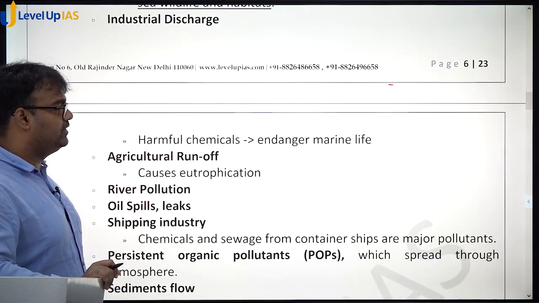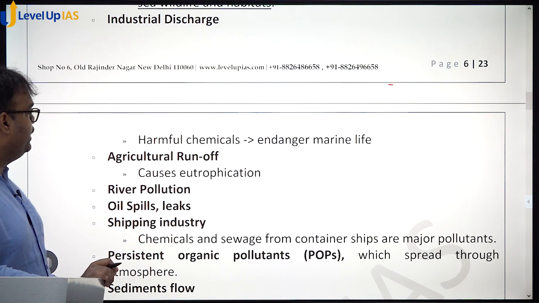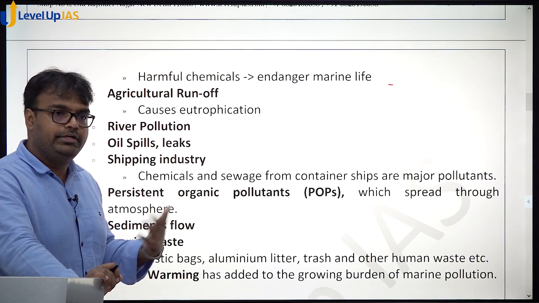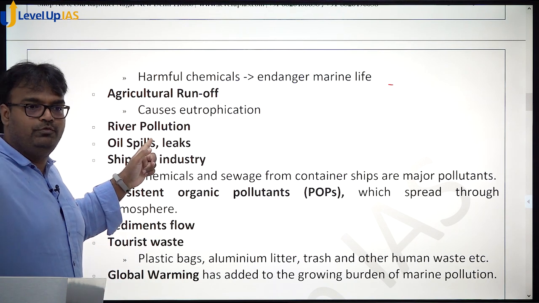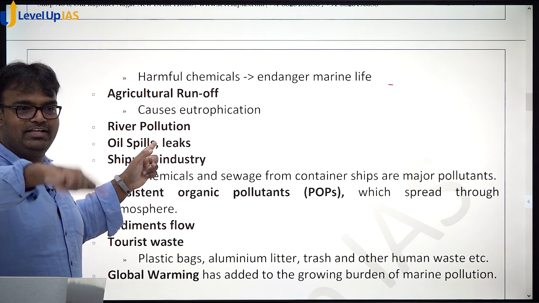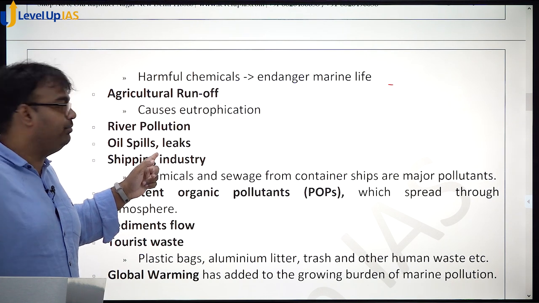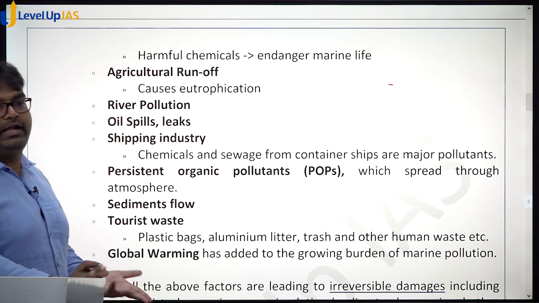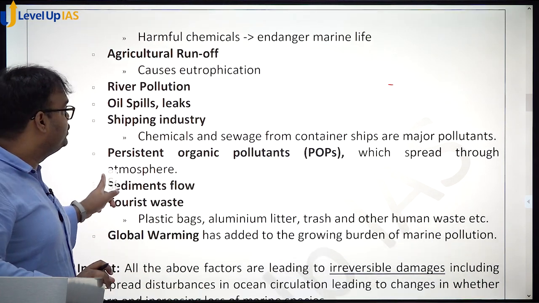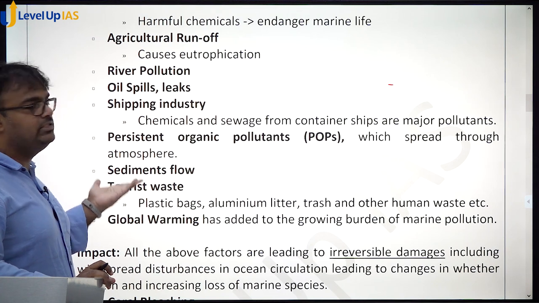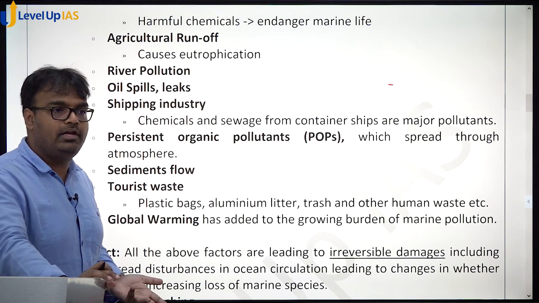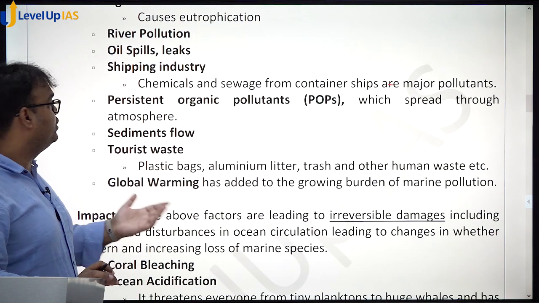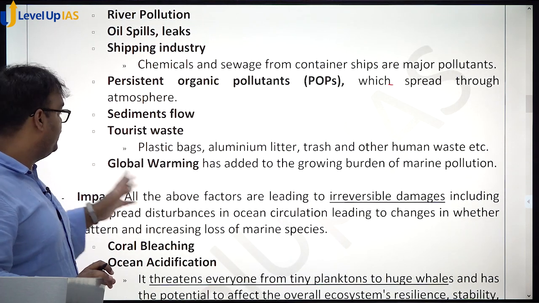Then industrial discharge, industrial waste, which is getting into the marine ecosystem. Agricultural runoff. We have talked about how fertilizers and all get washed off. River pollution. Rivers eventually join what? Ocean. So if the river has more ammonia, the ocean will have more ammonia. If the river has more pollution, the ocean will too. Oil spills and leaks. Oil accidents that take place, tankers are generally in the ocean, and marine pollution takes place. Shipping industry. The shipping industry has chemicals. It would have its own sewage when people are living there, and all of it gets disposed of in the water. Persistent organic pollutants. They get into the water from industries. Sediment flow, tourist waste, global warming.